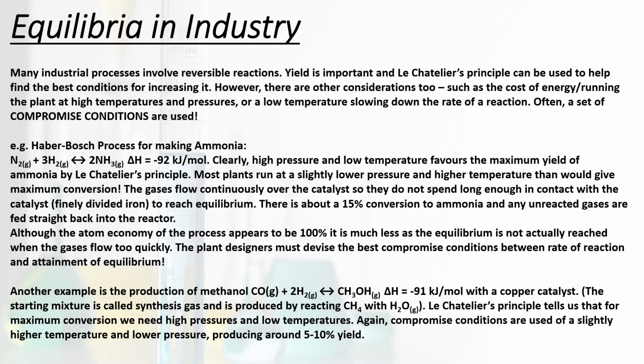So Le Chatelier's Principle tells us that for maximum conversion, again, like we had with our Haber-Bosch process, we need high pressures and low temperatures. Again, compromise conditions are used, so we have a slightly higher temperature and a slightly lower pressure. And again, this produces actually a pretty small yield, 5 to 10% yield. But again, the gases that don't react can be fed straight back over the catalyst.